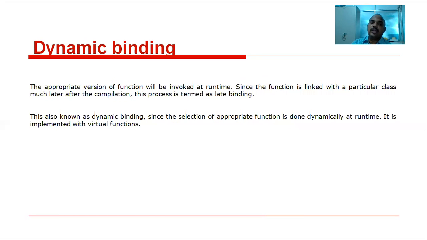Clear? So then the dynamic binding, the appropriate version of function will be invoked at runtime. So what are the changes occurred at runtime? That is called dynamic binding or late binding or runtime polymorphism. Clear? Since the function is linked with a particular class much later after the compilation, this process is termed as late binding. Clear, all of you?